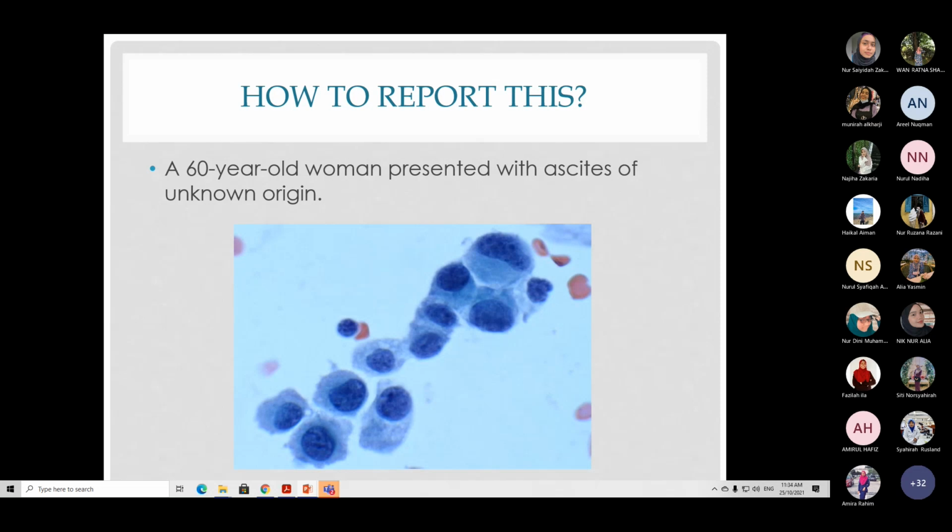Okay, doctor. So how are you going to report this? Let's say you receive this case and you do all the staining. A 60-year-old woman presented with ascites of unknown origin. So how are you going to report this? Positive, suspicious cells, or negative? Three answers only: positive, suspicious, or negative?